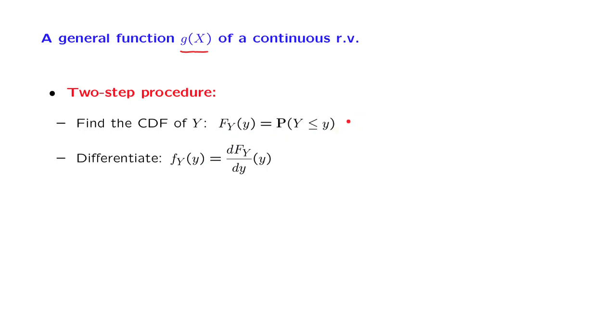And how do we do that? Well, since y is a function of the random variable x, we replace y by g of x. And now we're dealing with a probability problem that involves a random variable x with a known PDF, and we somehow calculate this probability. So let us illustrate this procedure through some examples.